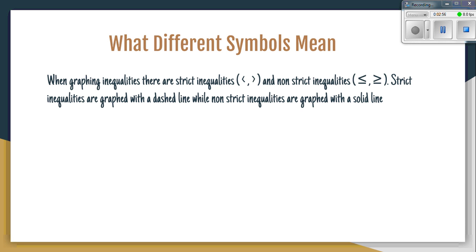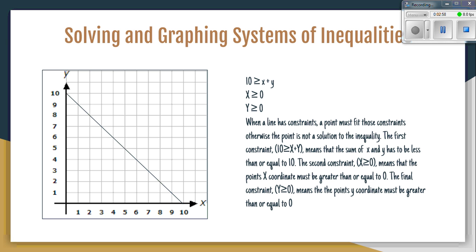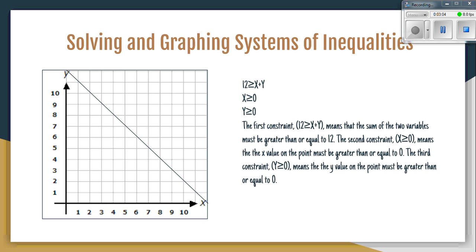The first constraint, 12 is greater than or equal to x plus y, means that the sum of the two variables must be greater than or equal to 12. The second constraint, x is greater than or equal to 0, means that the x value on the point must be greater than or equal to 0. The third constraint, y is greater than or equal to 0, means the y value on the point must be greater than or equal to 0.